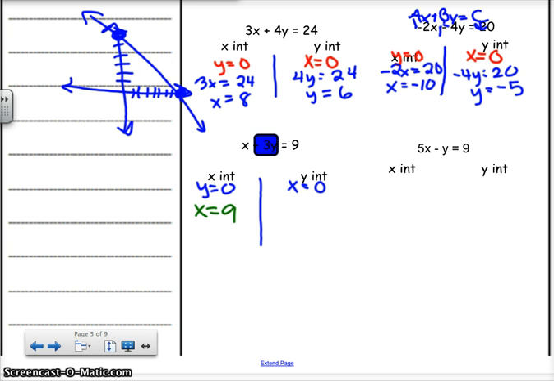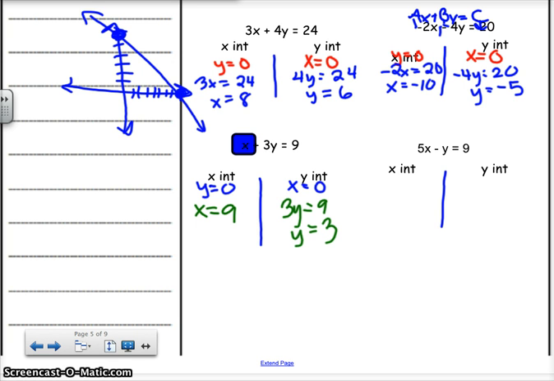For my x equals 0, I'm canceling out my x term. So I have 3y equals 9. Y equals 3. I got 3 by dividing 9 divided by 3. Okay?